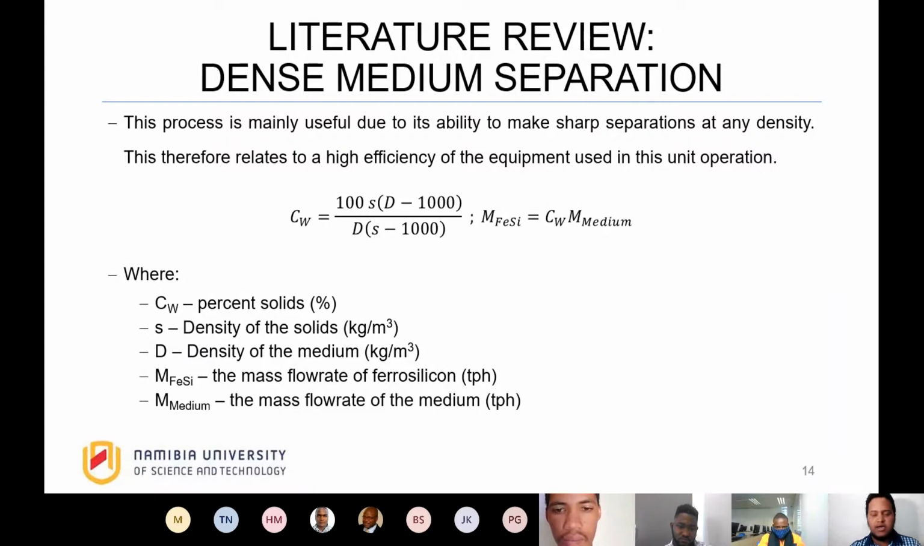The equipment that we will be using is a cyclone for dense medium separation. This is because it gives a very sharp separation at any density and therefore increases the efficiency of the process.